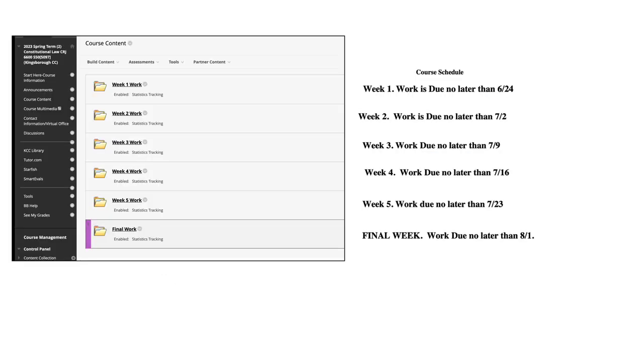What you'll see is that I've organized everything by week: week 1 work, week 2 work, week 3 work, week 4 work, week 5 work. In the syllabus you'll see those due dates, and you should complete that work the week it's assigned. Week 1 would be completed by June 24th, week 2 would be July 2nd, and so on. And then for our final week, you'll have a little bit of extra time to get that prepped and done, but that will be 8-1.